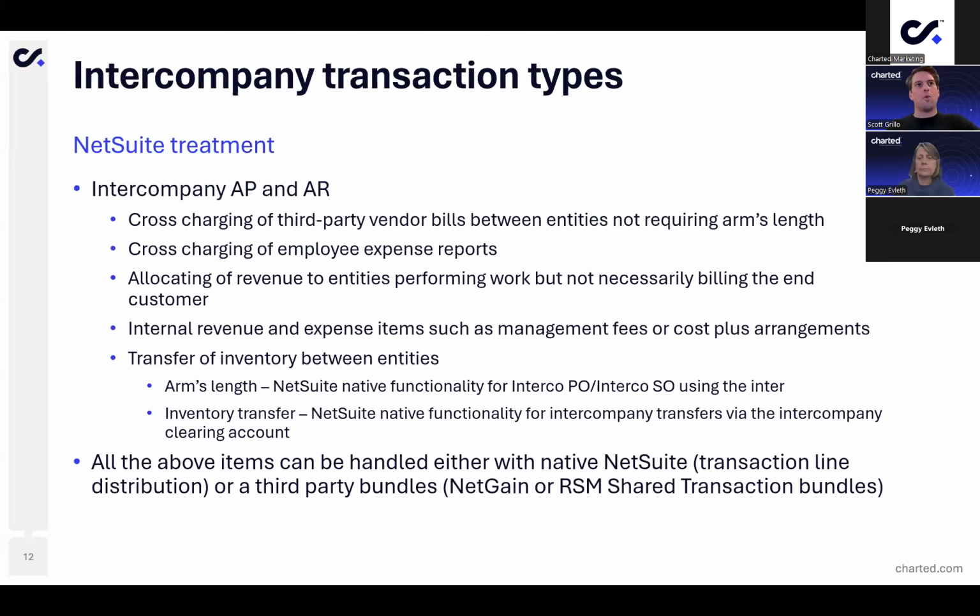Okay, we have a follow-up question to the netting of AR AP balances against due to slash from balances. And the follow-up is, can an AR slash AP be created using the due to slash from GL to force the elimination? I'm not totally sure what. Can you read that to me again? I want to make sure I interpret that question correctly. Yes. Can an AR slash AP be created using the due to slash from GL to force the elimination?